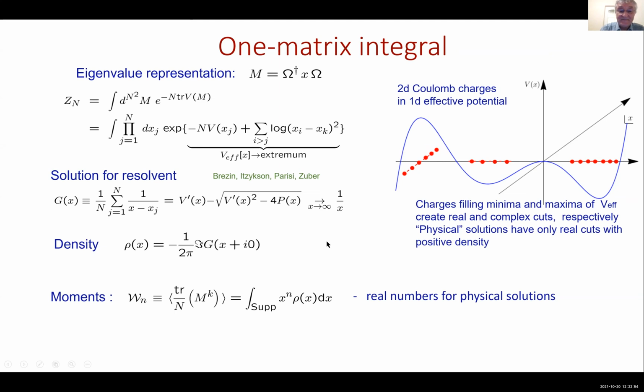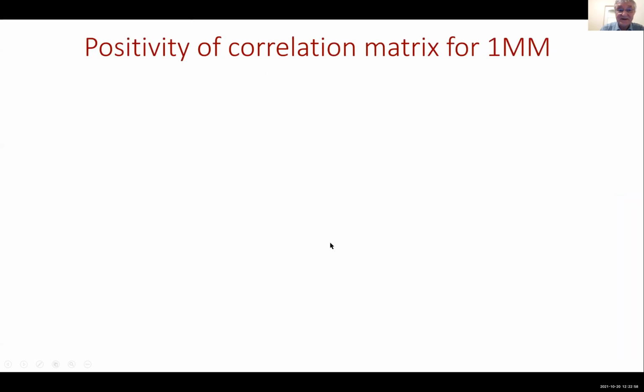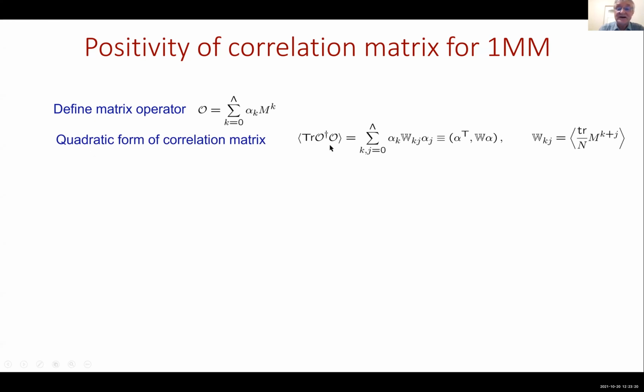Okay, then we can also introduce the positivity of the correlation matrix. Namely, we define the operator O, which is a sum of powers of the matrix with arbitrary coefficients up to some kappa of lambda. Then we construct the quadratic form, the trace. And this quadratic form is, of course, positive by definition. That means that the matrix, which looks precisely as it should in the Hamburger problem, depends on K plus J only. So this matrix should be positive definite for physical solutions, and we'll show that it is positive definite only for physical solutions having real cuts.